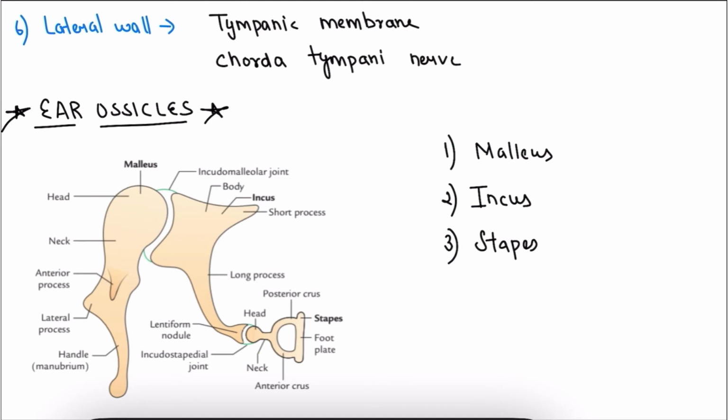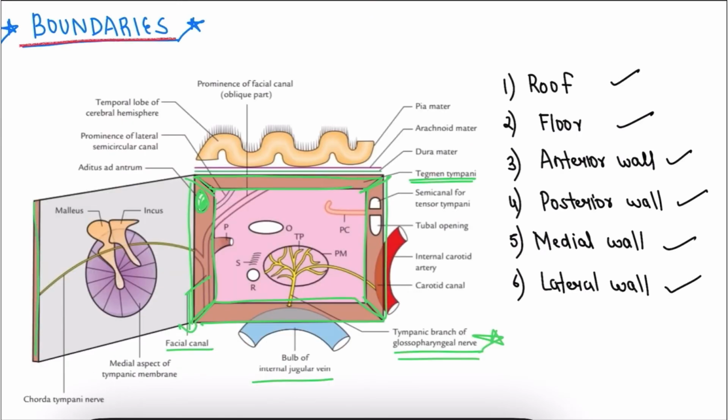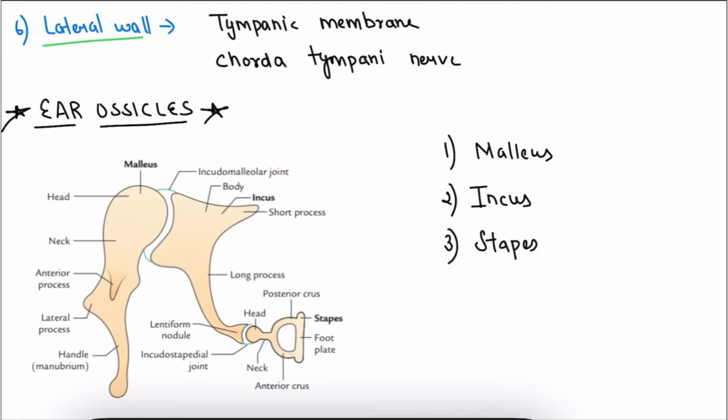And the last one is the lateral wall. In this image, this is the lateral wall of the middle ear. The lateral wall is made up of the tympanic membrane, and a nerve that passes through the lateral wall is the chorda tympani nerve. As we have completed the boundaries, let's move to the ear ossicles.